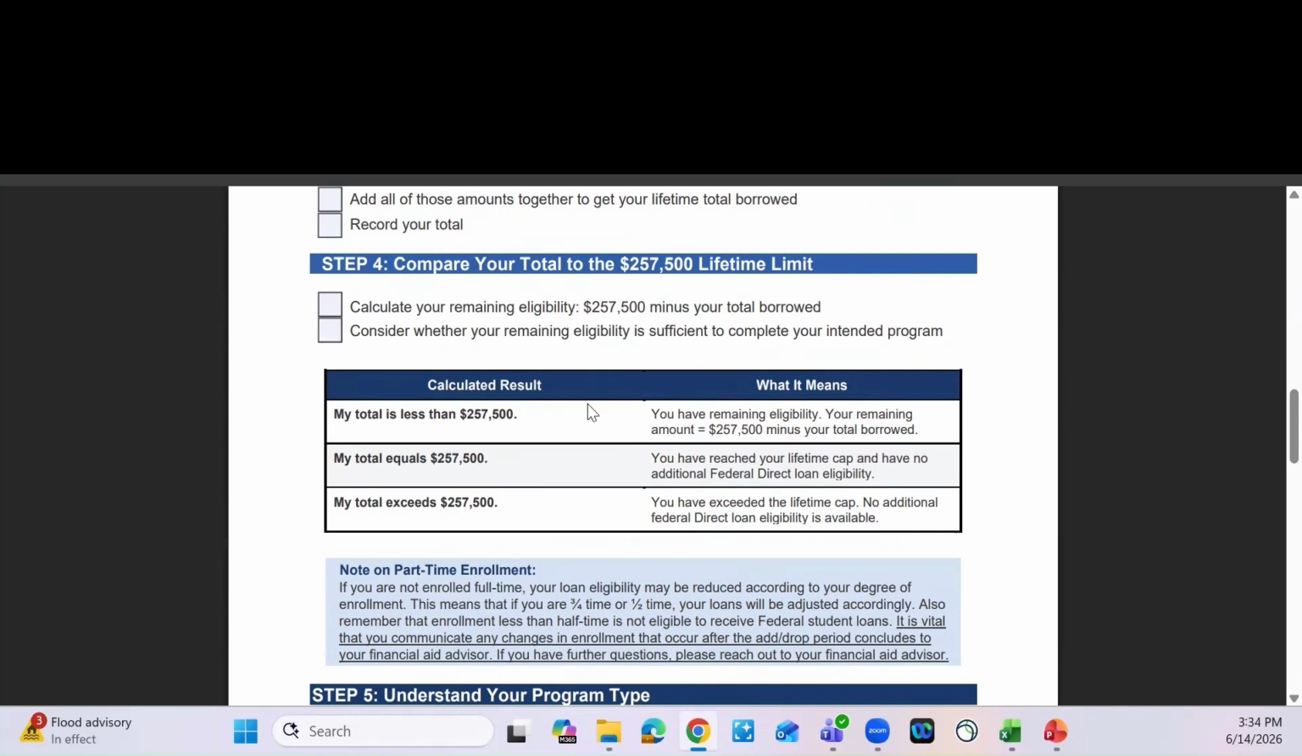If your total is less than $257,500, that remaining eligibility would be how much you will have to complete your program. If your total equals $257,500, you have reached your lifetime cap and have no additional federal direct loan eligibility. If your total exceeds $257,500, you have exceeded the lifetime cap and no additional federal direct loan eligibility is available.